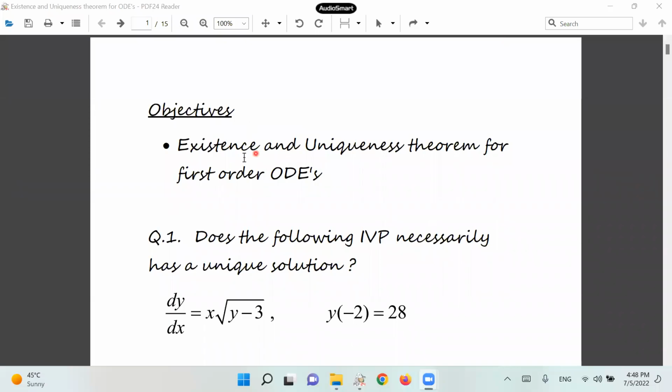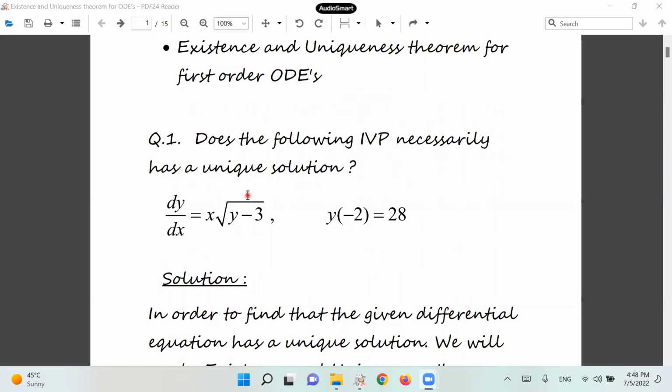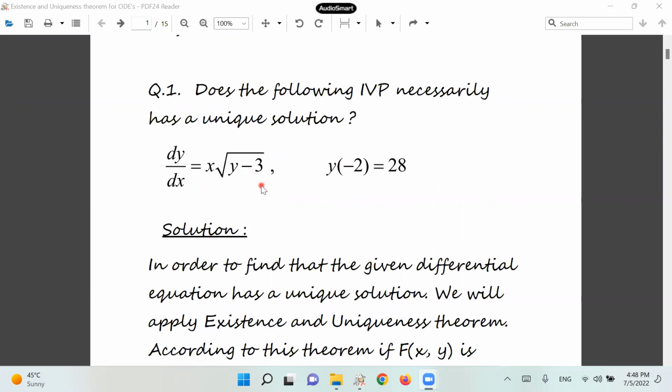This lecture is about the existence and uniqueness theorem for the first order ordinary differential equation. So how we are going to solve this? Question number 1 is: does the following initial value problem necessarily have a unique solution? So we have to find the unique solution, but first we have to check whether the existence and uniqueness theorem is applicable on this question or not.